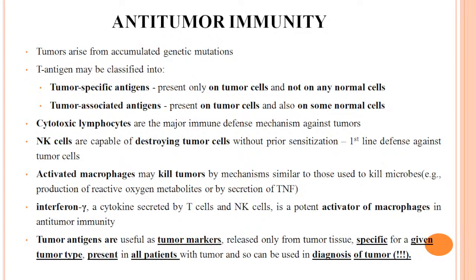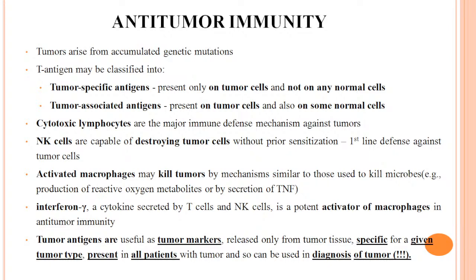Natural killer cells release lytic, cytolytic substances. Activated macrophages are also a main anti-tumor immune mechanism. Activated macrophages may kill tumors by mechanisms similar to those used to kill microbes, for example, by production of reactive oxygen metabolites or by secretion of tumor necrosis factor. So tumor necrosis factor is also a main anti-tumor protective mechanism.